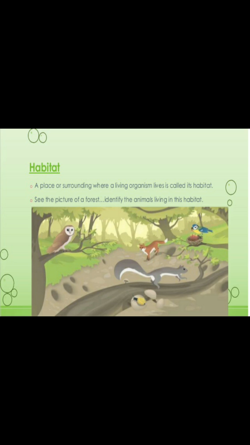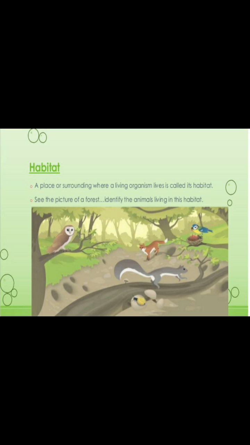Next one we are going to see about habitat. What do you mean by habitat? A place or surrounding where a living organism lives is called habitat. So wherever the living organisms are living, it is known as habitat.